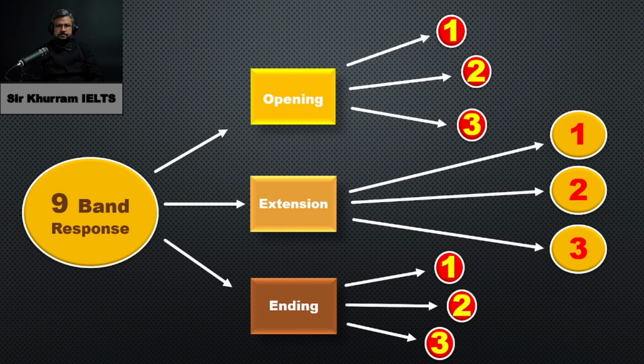A 9-band response looks like this. First, it has the opening, which has 3 different possibilities. Second, it has the extension, which is the core of the talk. Again, it has 3 different ways. And lastly, it has the ending, which again has 3 different strategies. So one way you have to choose from here, one you have to choose from here, and one from here. So that makes a complete 9-band score answer.